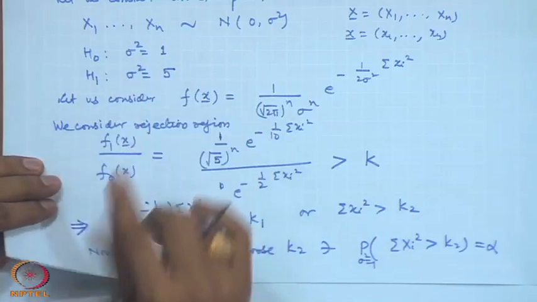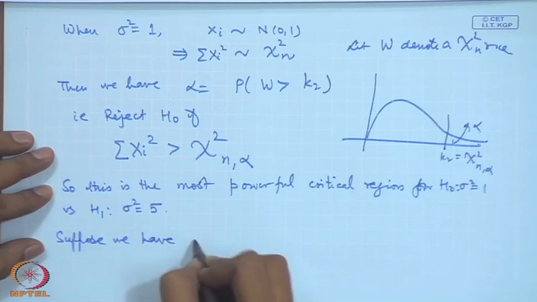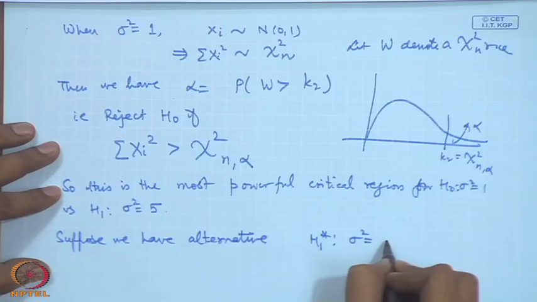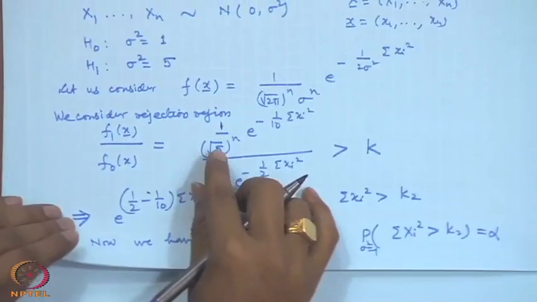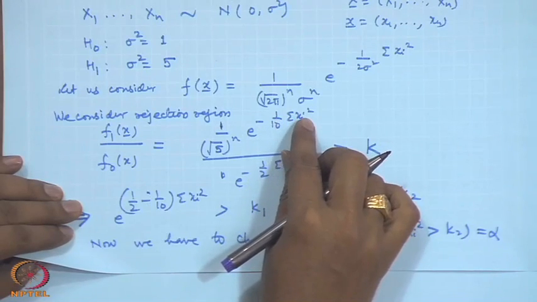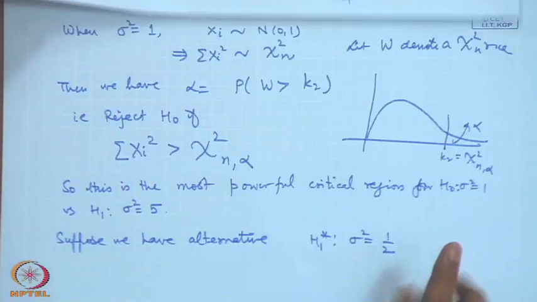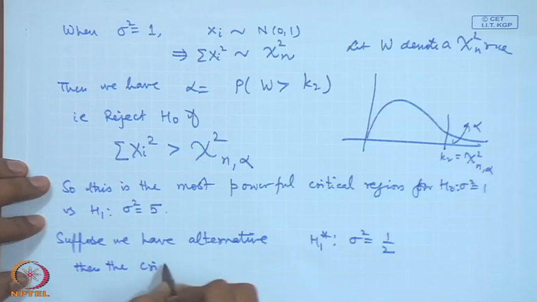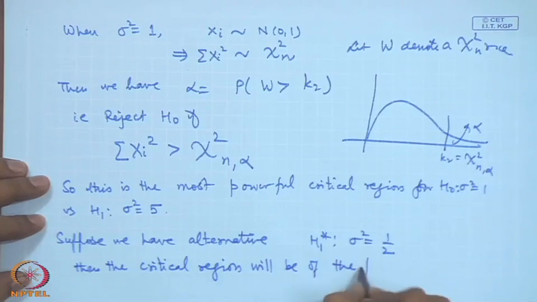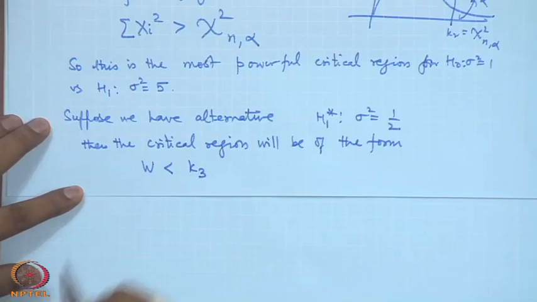On the other hand, suppose I modify this. Suppose we have the alternative, say H 1 star, sigma square equal to half. If that is so, then in this particular place we will get sigma x I square, and you will get a negative quantity here. So, if I take log, the region will get reversed, and the critical region will be of the form w less than some k 3.